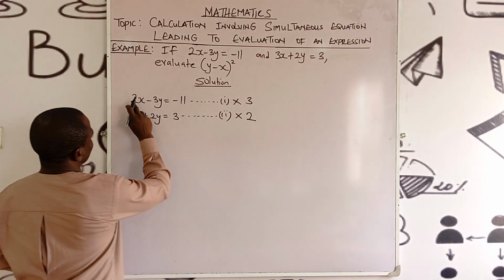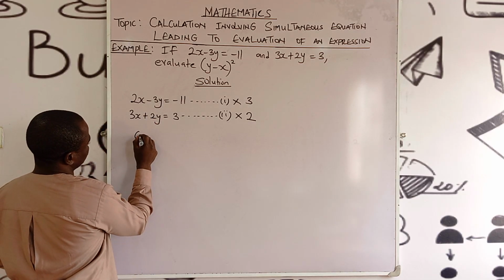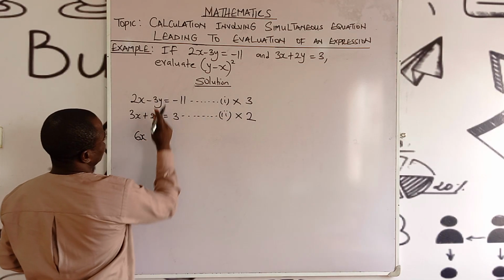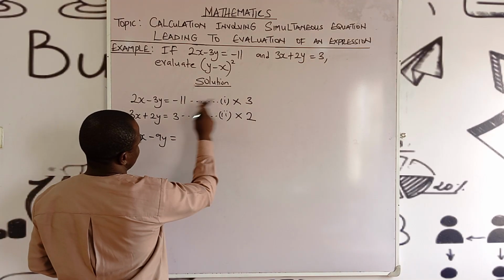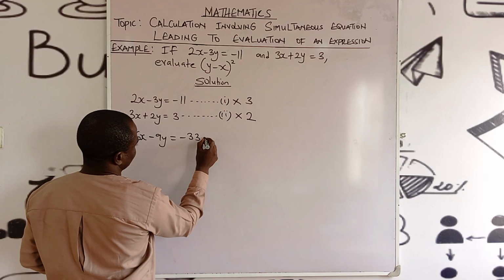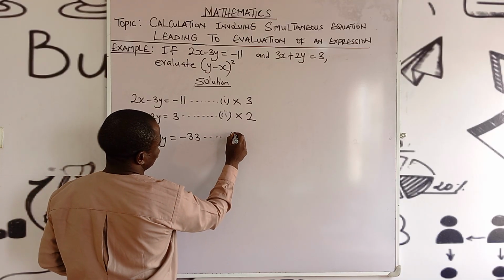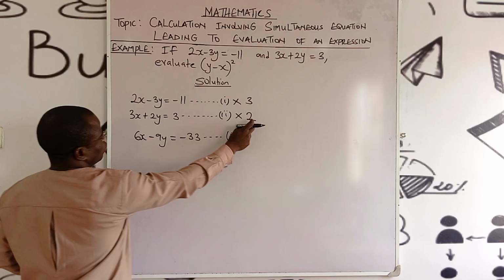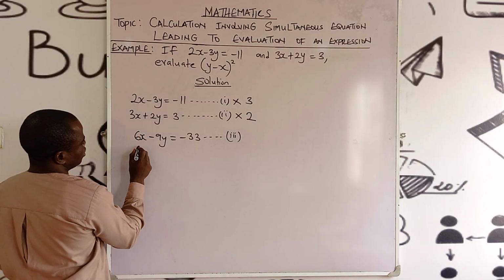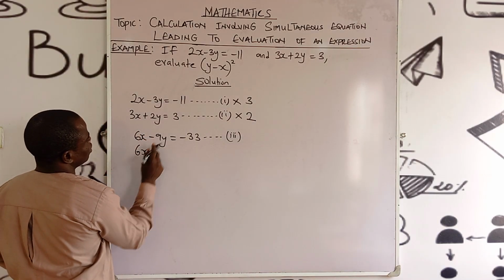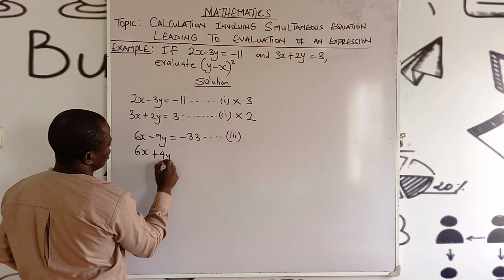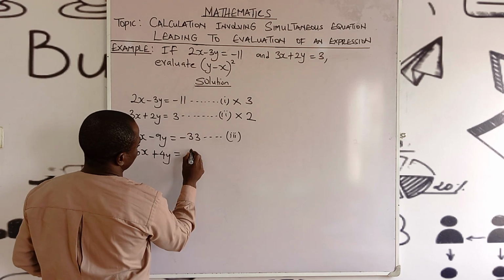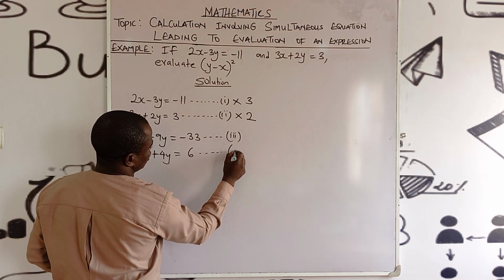Now 3 times 2x, that's 6x. 3 times minus 3y, that's minus 9y. 3 times minus 11, that's minus 33. That one forms equation 3. 2 times 3x, that's 6x. 2 times 2y, that's plus 4y, equals 2 times 3, that's 6. That will give us equation 4.